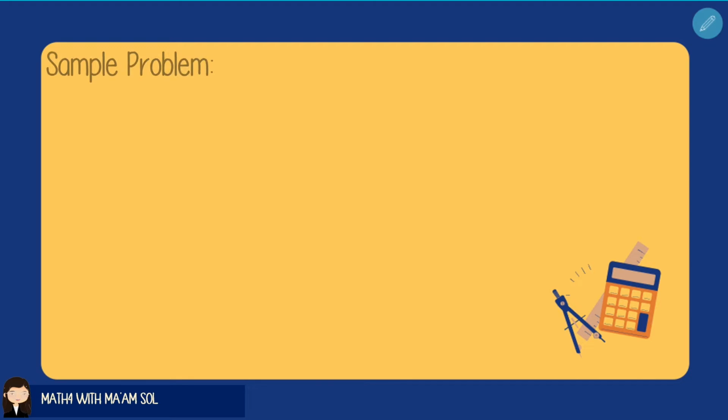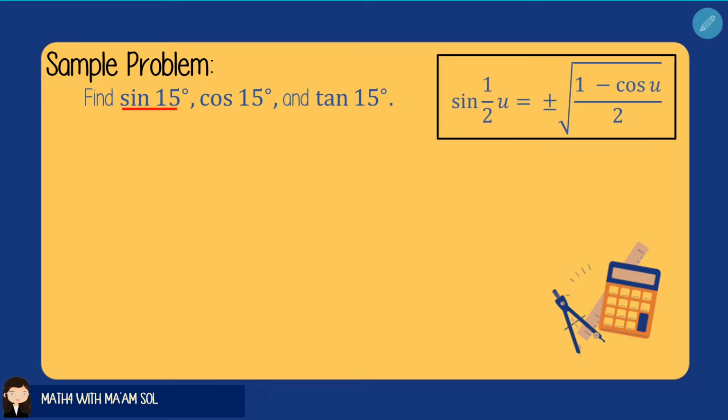Let's say we want to find sine of 15 degrees, cosine 15 degrees, and tangent 15 degrees. Let's do them one by one. Let's do sine of 15 degrees first. So we know that 15 degrees is half of 30 degrees. So we know that u is equal to 30 degrees. So let's go back to our formula, which is sine of 1/2 u equals positive or negative square root of 1 minus cosine u all over 2.